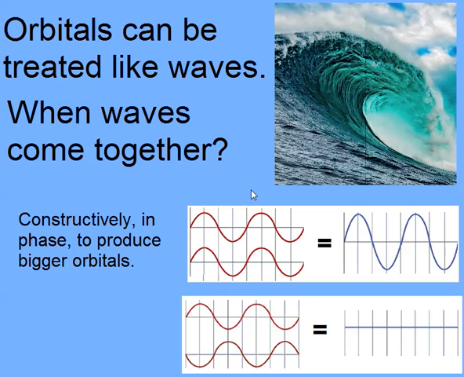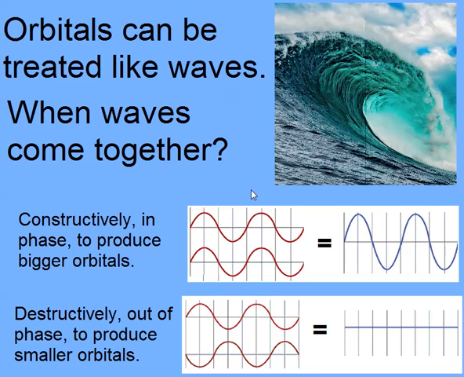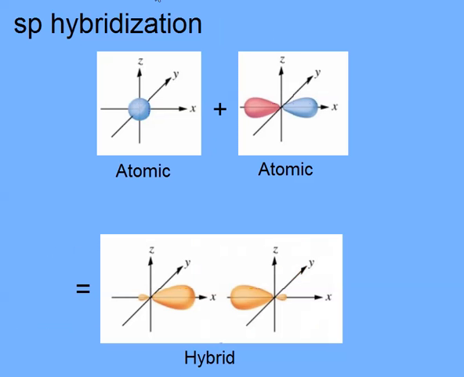But we can also see waves at the other end of the spectrum coming together destructively, or out of phase, where they would basically cancel each other out. And we can treat these orbitals like waves and see the hybrid orbitals which are produced. So first of all, let's think about the s atomic orbital coming together with one of the p atomic orbitals, treat them like wave functions and combine them together.